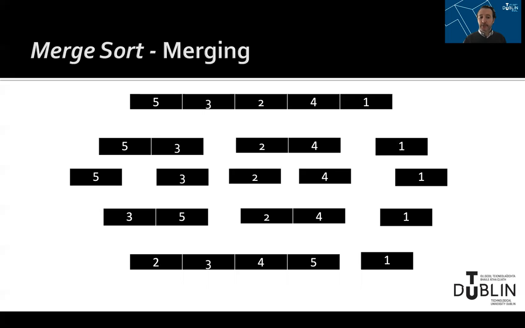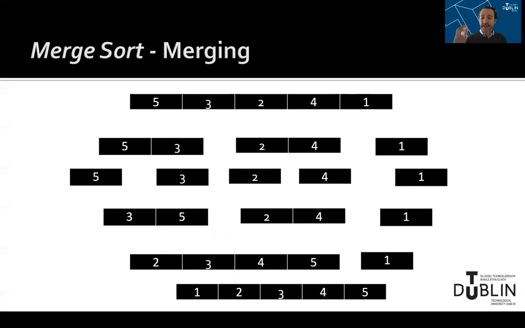Then I'm going to merge together 3, 5 and 2, 4. 2 goes to the front. 3 goes there. 4 goes there. And 5 goes there. And we'll talk about how that is algorithmically in a second. And 1 is still by itself. And lastly, we merge the two lists together. 1 goes to the front. This list is already sorted, so it just pops there.